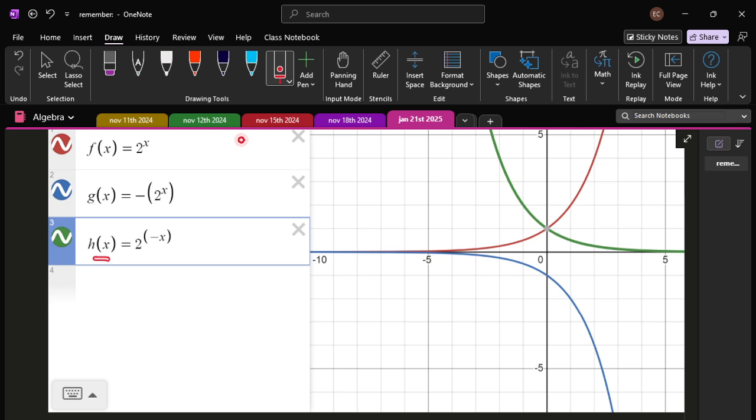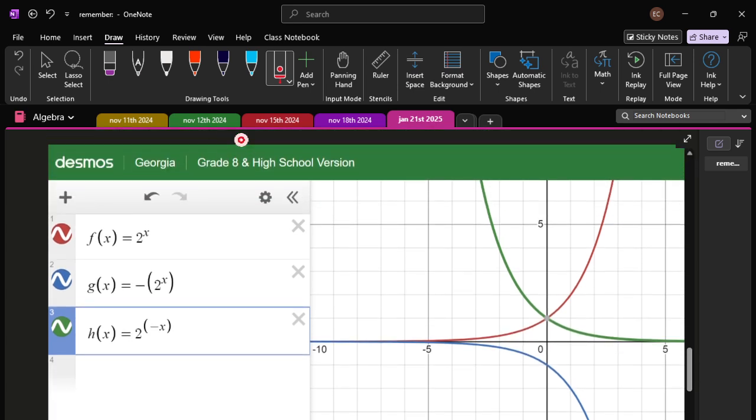And then for h of x, we put the negative on the x. So when your input is 1, that means you're plugging in negative 1, because the negative is just waiting for the input to happen and then it immediately makes it negative. All that does is reflect around the y-axis. So it makes this graph essentially look like 1/2 raised to the x.